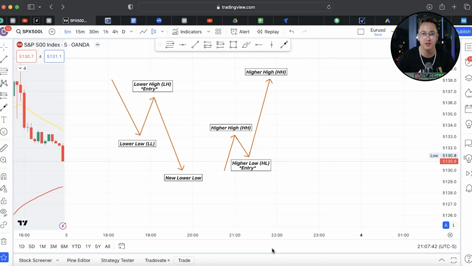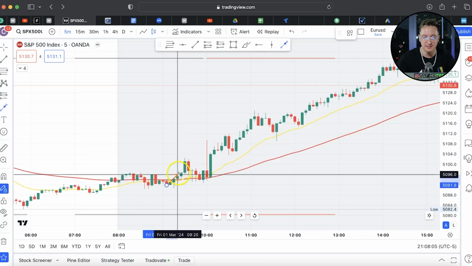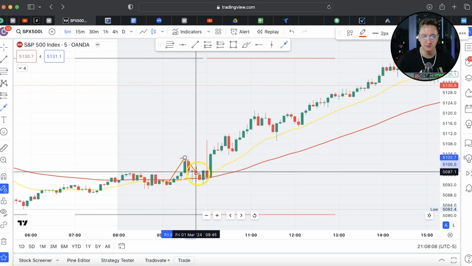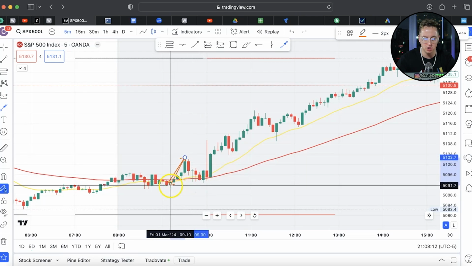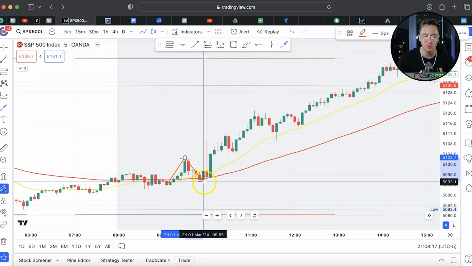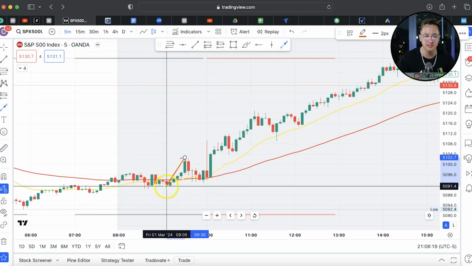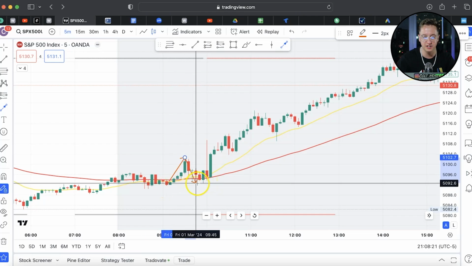Now let's go to the chart and I'll show you an example. Here we can see a higher high, then price forms a higher low. Notice how this low doesn't go as deep as this low. We do not want to see the higher low go deeper than the previous higher low. So we can see that this is valid.